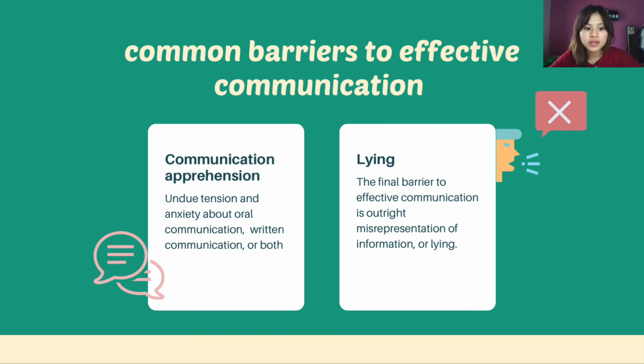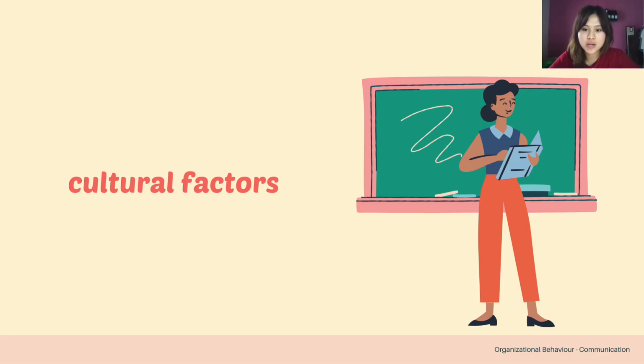And the final barrier to effective communication is outright misrepresentation of information, or lying. The problem is there are no nonverbal or verbal cues unique to lying. Averting your gaze, pausing, and shifting your posture can also be signals of nervousness, shyness, or doubt. In sum, the frequency of lying and the difficulty in detecting liars make this an especially strong barrier to effective communication in organizations. Now we will move to the last learning objective, which is cultural factors.